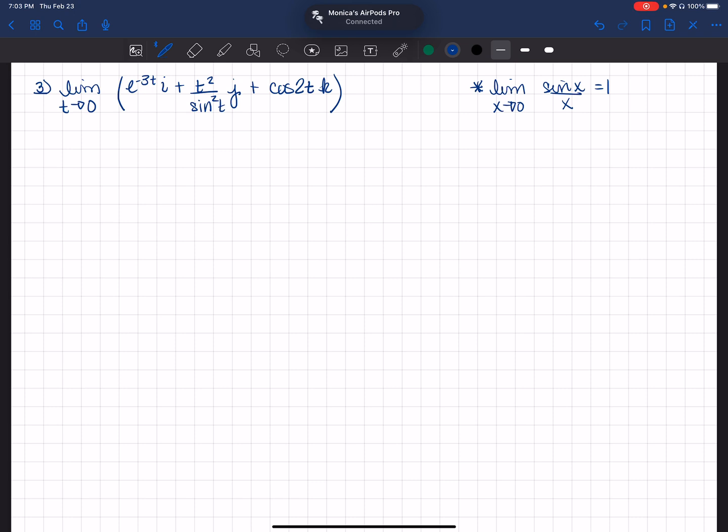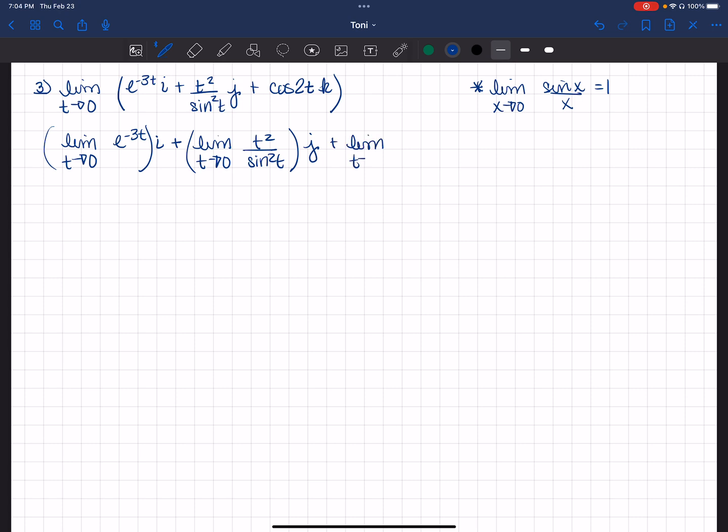So this is really kind of like the limit as t approaches 0 of e to the negative 3t, times i, plus the limit as t approaches 0 of t squared over sine squared t, times j. It's going to be a number. Usually when we take the limit of something, we just get this number back, okay? Plus the limit as t approaches 0 of cosine 2t, times k.